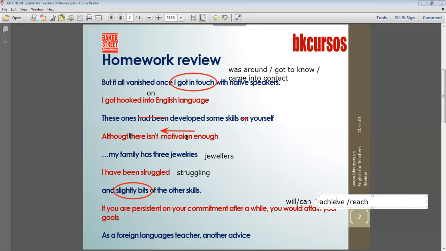Good. And finally, last one down here. As a foreign languages teacher, another advice. Another advice. Is advice countable? Can we have one advice, two advices? Another piece of advice. Lovely. A piece of advice. Good. So another piece of advice would be to do something else.